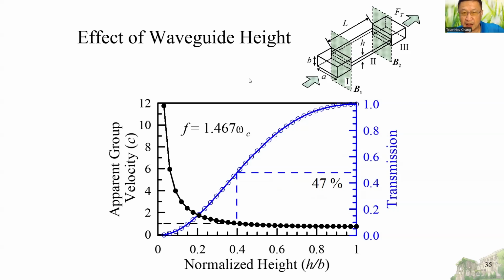Okay, so here is the effect of waveguide height. This is the normalized waveguide height. Minimum value is 0 and maximum value is 1. And this is the group delay at group velocity. Since the group velocity is faster than the speed of light, we give it another name, apparent group delay. Looks like the group delay, looks like group velocity. So for undersized waveguide below this value, the group velocity faster than light is clear. And here is transmission, the open blue circle that corresponds to transmission. So for a transmission of 47% happens to be 1.